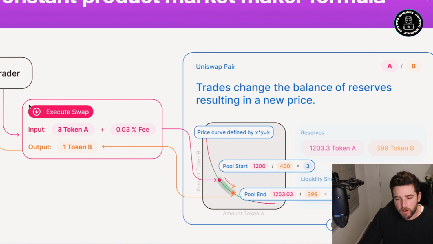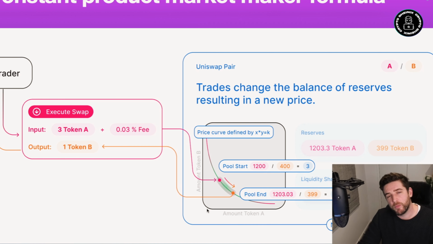So the trader comes and wants to swap 3 tokens A plus a fee, which will go to the liquidity providers, and wants to get, of course, because the price is 3, 1 token B. And then what happens is, okay, we have to input 3 tokens, right? We have to put 3 tokens. When we buy, we just input 3 tokens.